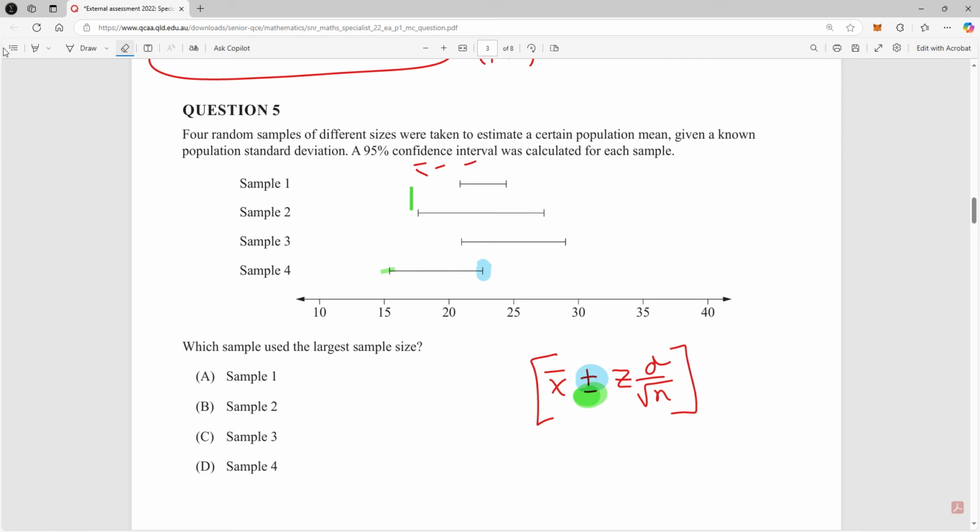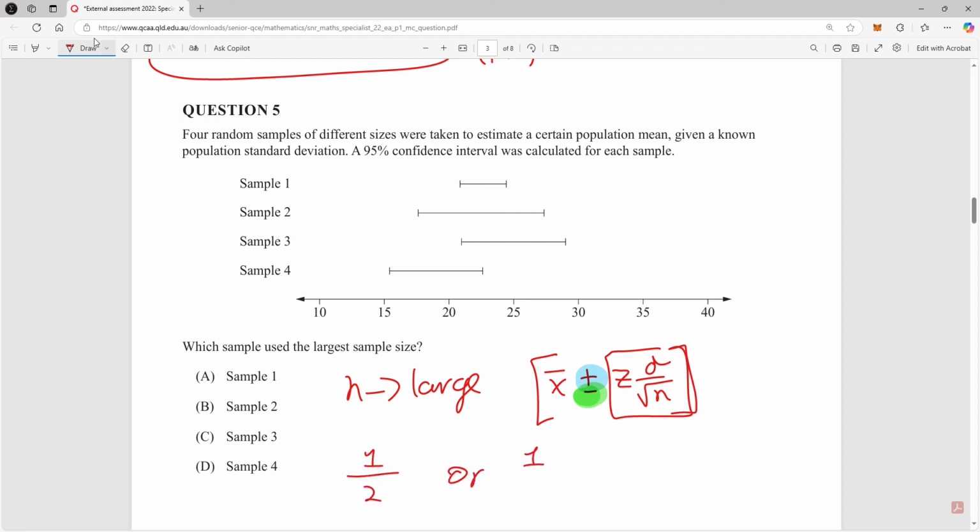Okay, so here, basically, because the sample size is under a fraction, if n is very large, this entire thing will be very small. It's like, what's bigger, a half or 1 over 200? This one is bigger because this number is smaller. So if you have a larger number in the denominator, it makes the overall term small.